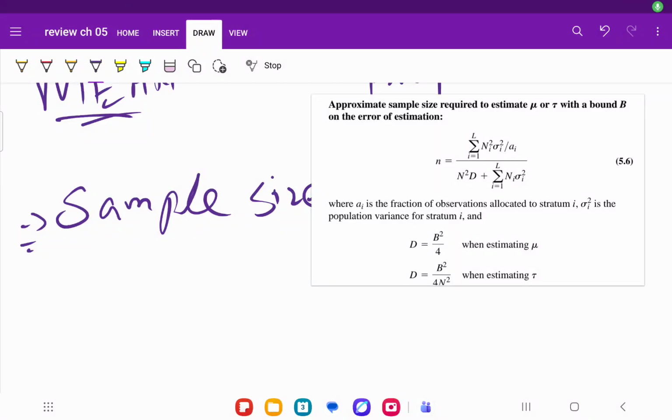These types of questions relate to the mean, and they are basically about sample size calculation, the sample size n, small n. So that is the formula: approximate the sample size required to estimate the mean or total, tau, with a bound on error of estimation. This formula 5.6 is equally valid for both mean and total.